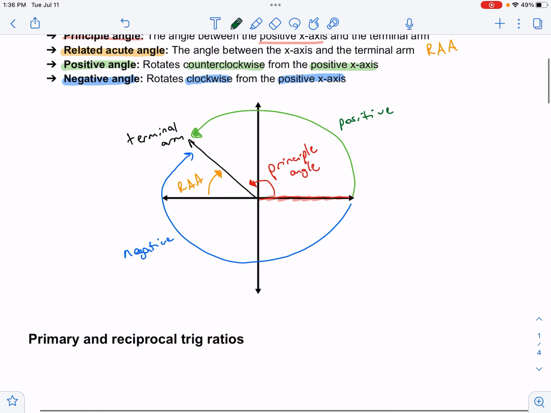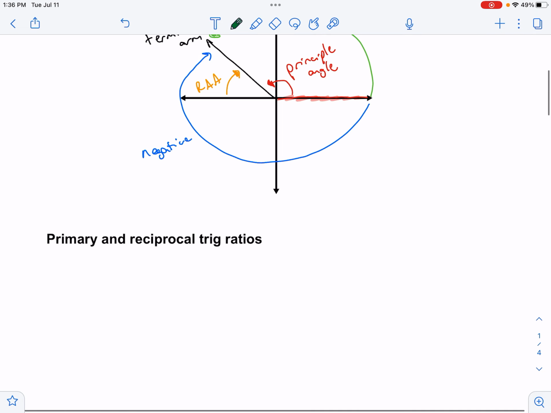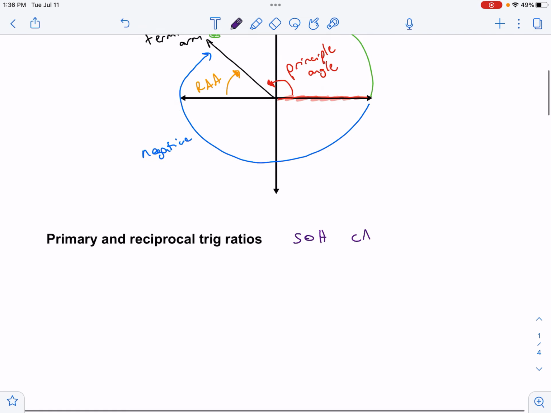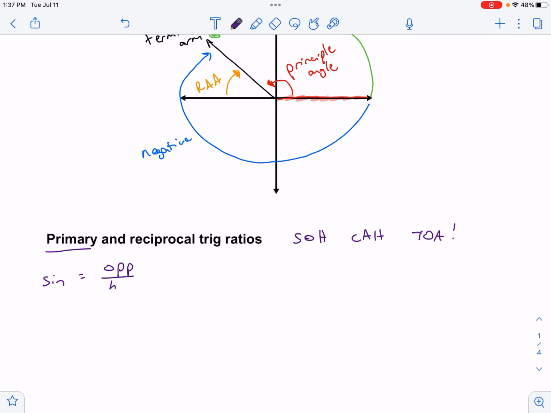Okay, now we have to remember our primary and reciprocal trig ratios. This is your favorite SOHCAHTOA. Yay, fun fact, my dog's middle name is SOHCAHTOA. We got him when I was in high school, and I thought that was hilarious. Okay, let's write them all out. Our primary ratios, there are 3. We have our sine ratio, which is opposite over hypotenuse. Our cosine ratio is adjacent over hypotenuse. And our tan ratio is our opposite side over our adjacent side. Those are our primary trig ratios.